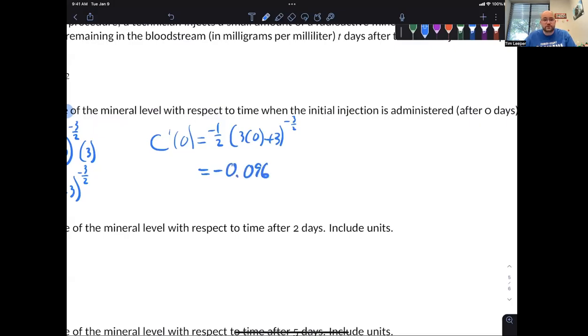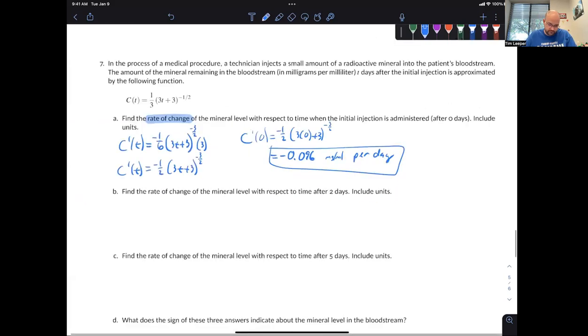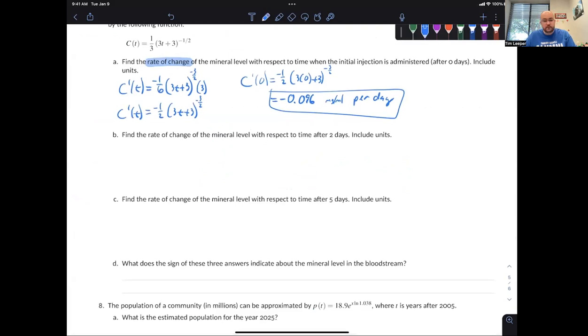Now, that's the number. What are the units? Well, the units for C is milligrams per milliliter. So it's milligrams per milliliter. And the T is in days. So per day. So those are the units. So it's negative 0.096 milligrams per milliliter per day. Good deal. That's A.